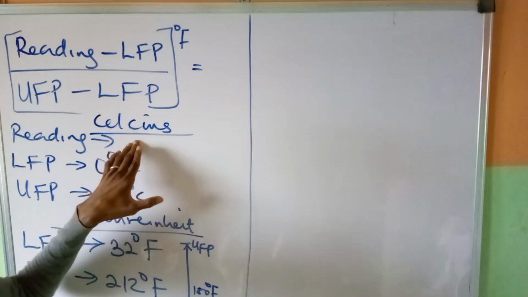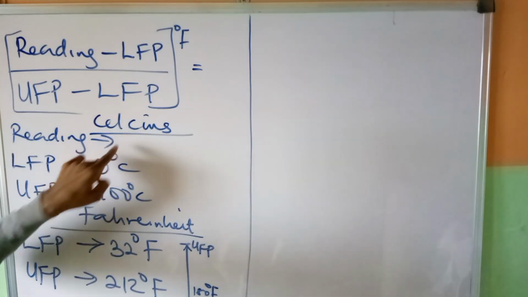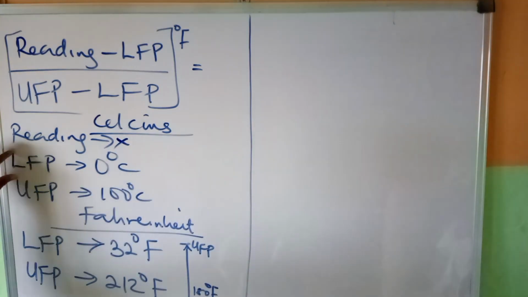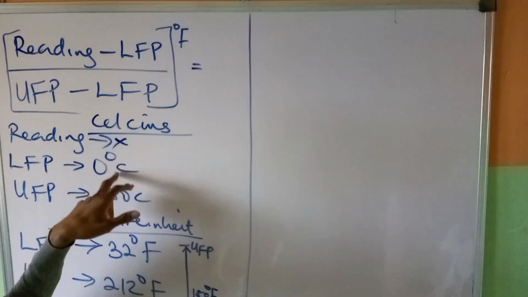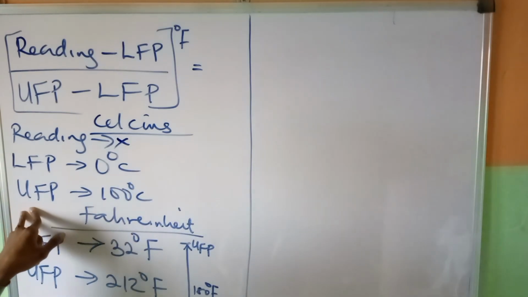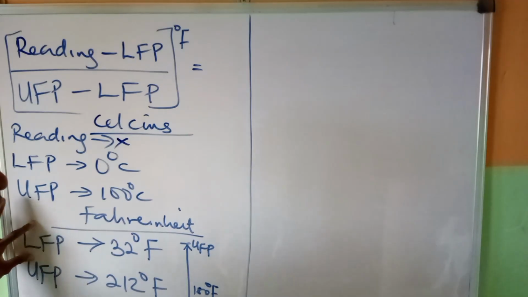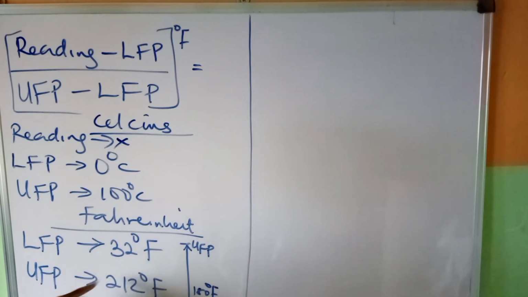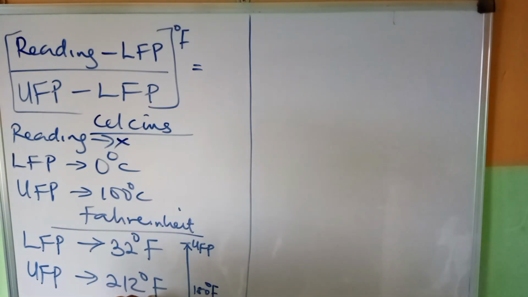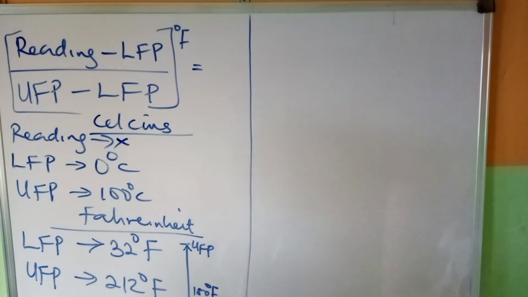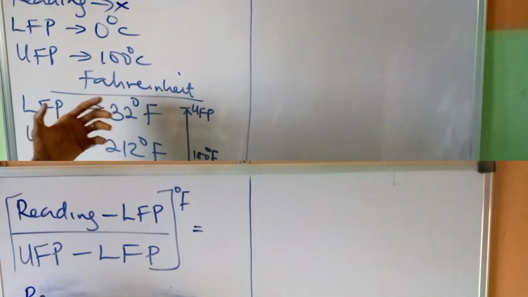So for your Celsius scale, the reading represents the value that you will be asked to find. So you can represent it as X. The lower fixed point for Celsius scale is 0 degrees Celsius. For the upper fixed point, it is 100 degrees Celsius. For Fahrenheit scale, the lower fixed point is 32 degrees Fahrenheit and the upper fixed point is 212 degrees Fahrenheit. And the gap between the lower fixed point and the upper fixed point for Fahrenheit scale is 180 degrees Fahrenheit.